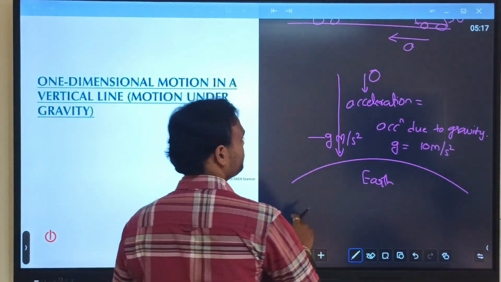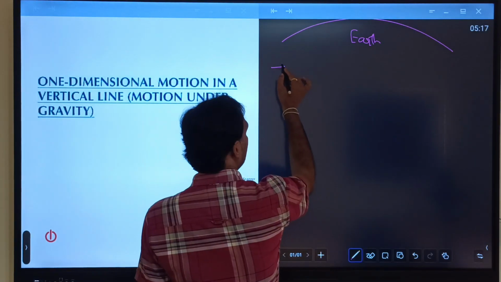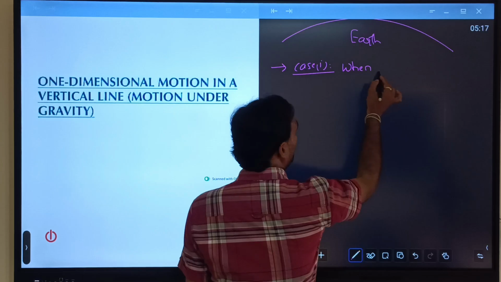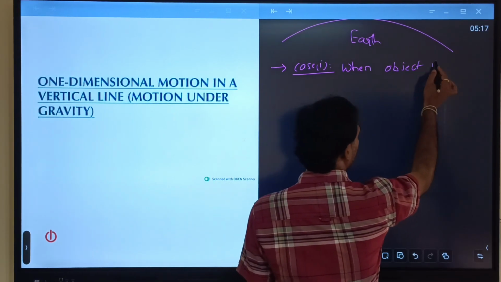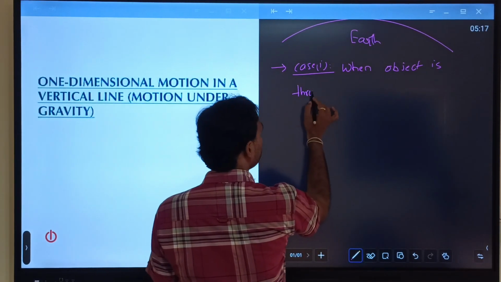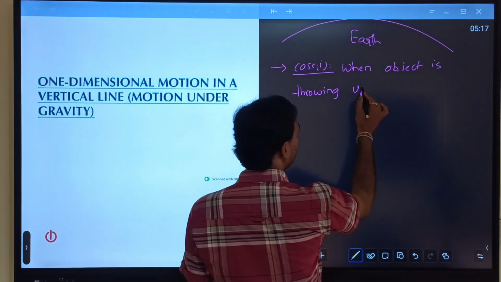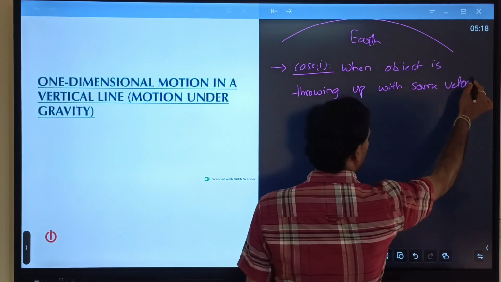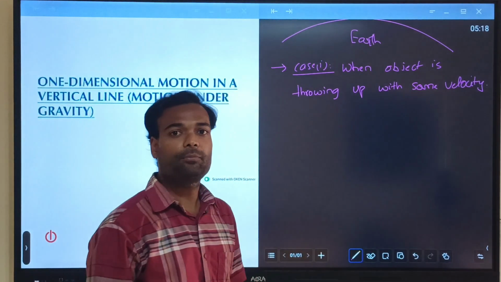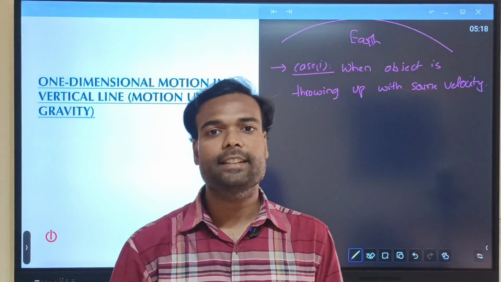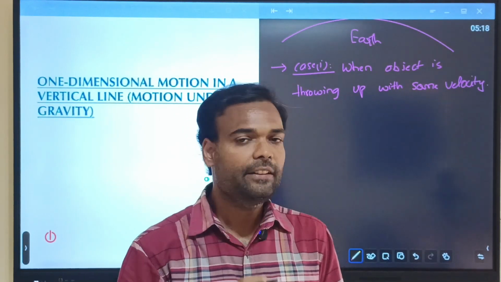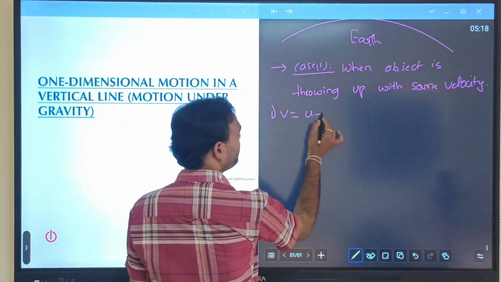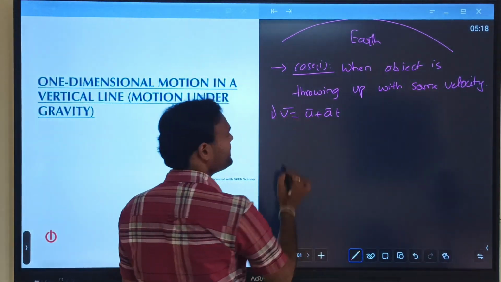Now let us see case 1, when an object is thrown up with some velocity. If I throw an object with some velocity in the upward direction, how will the uniformly accelerated motion equations vary? We will see that here. The first one is v is equal to u plus at. How will this formula change?